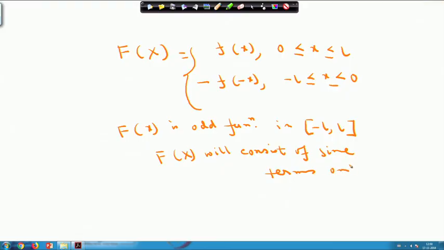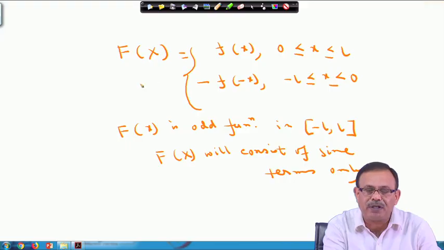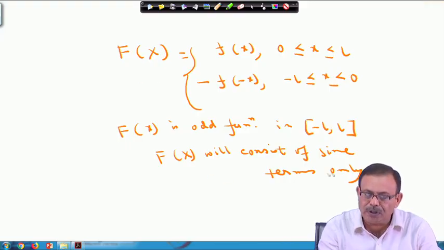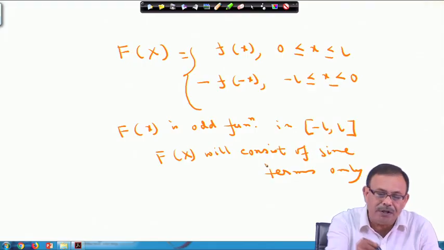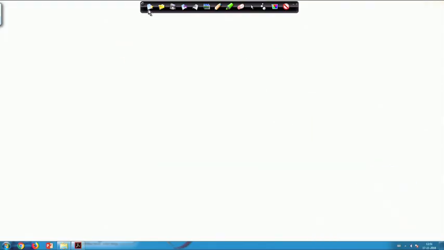Please note this one. I am redefining the function capital F(x) such that in -L to L it becomes an odd function, and capital F(x) consists of the sine terms only. Further, in the interval 0 to L, capital F(x) equals small f(x). So, capital F(x) gives the required sine series of f(x) in 0 to L.